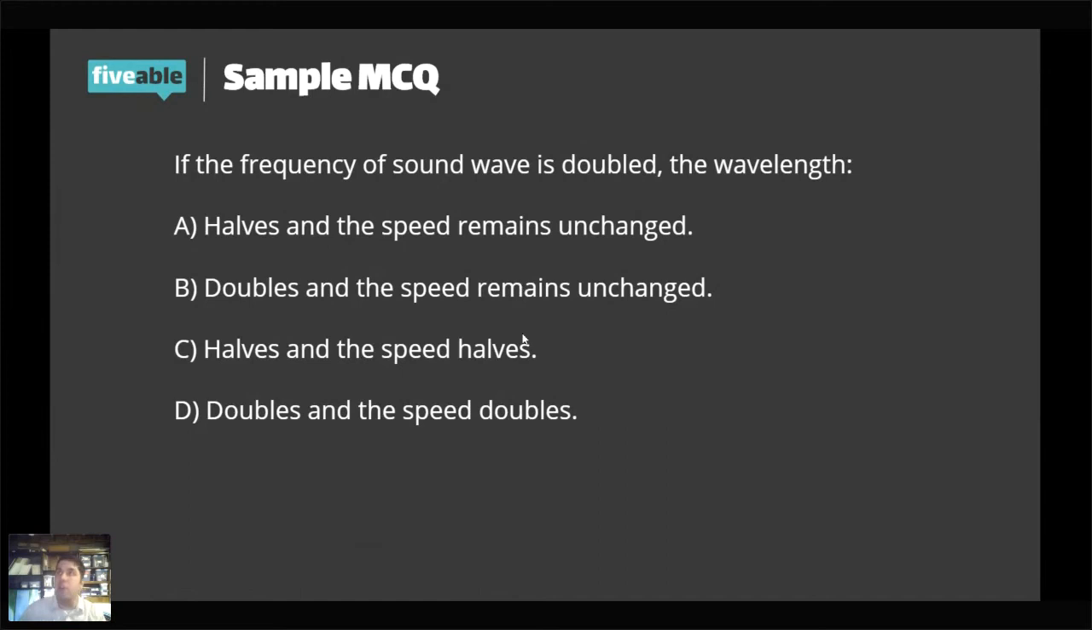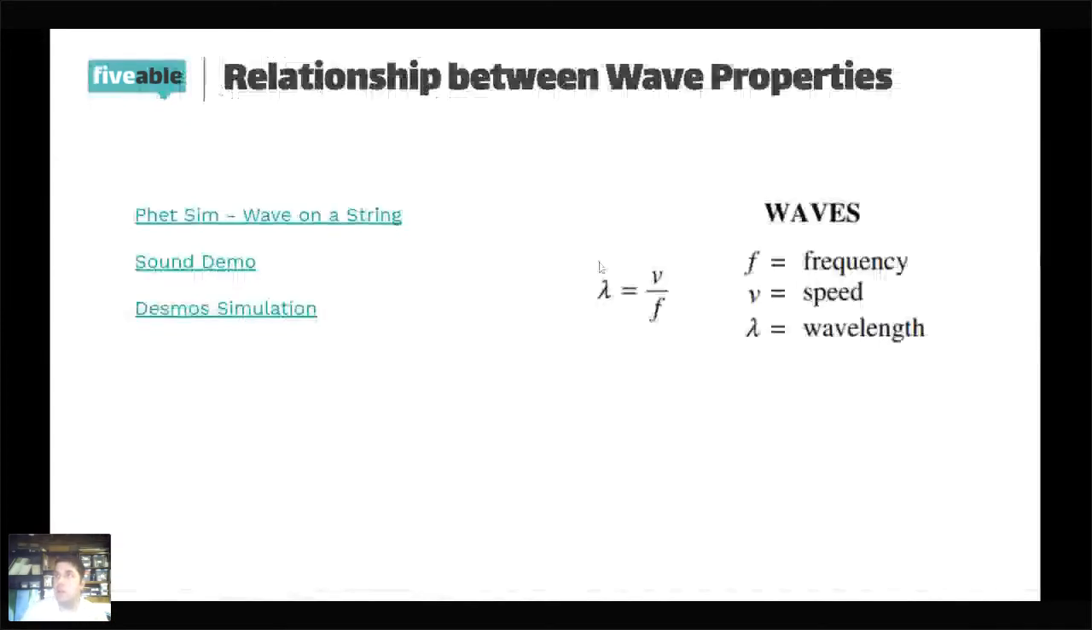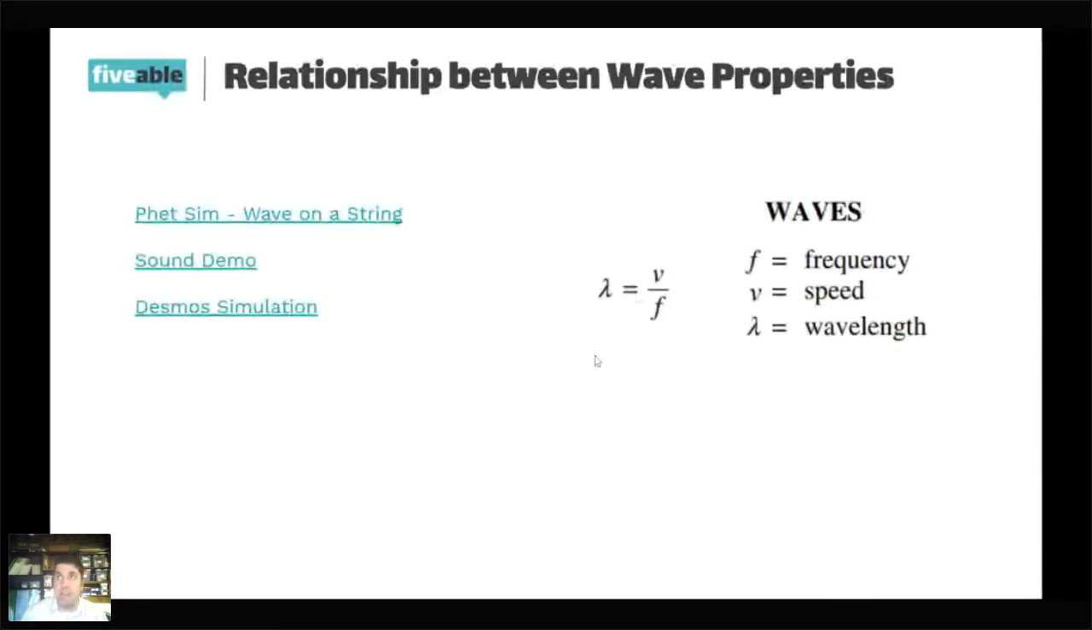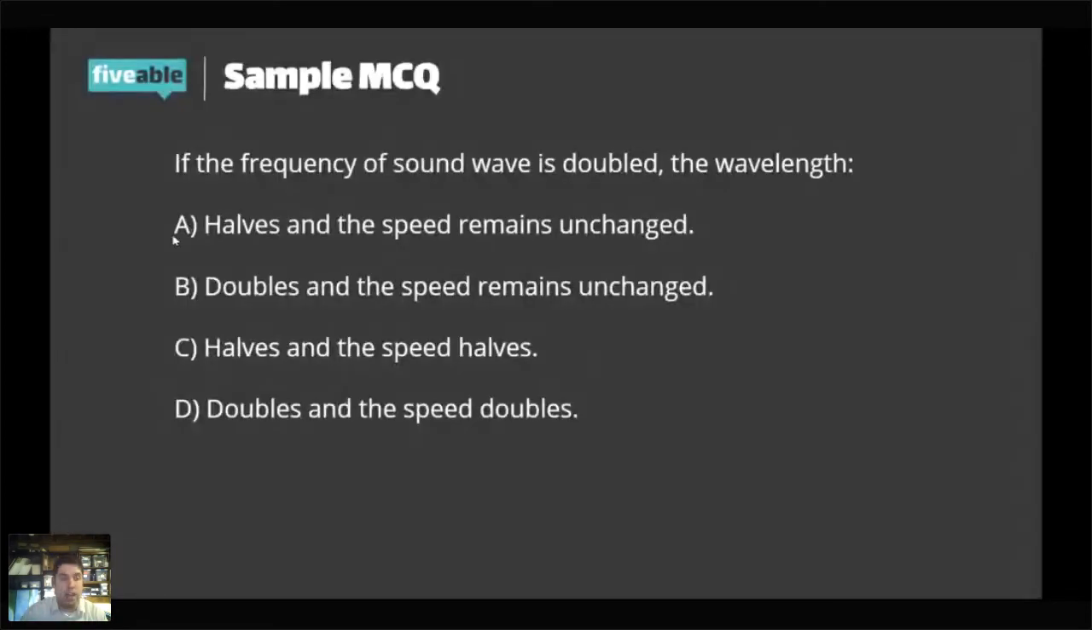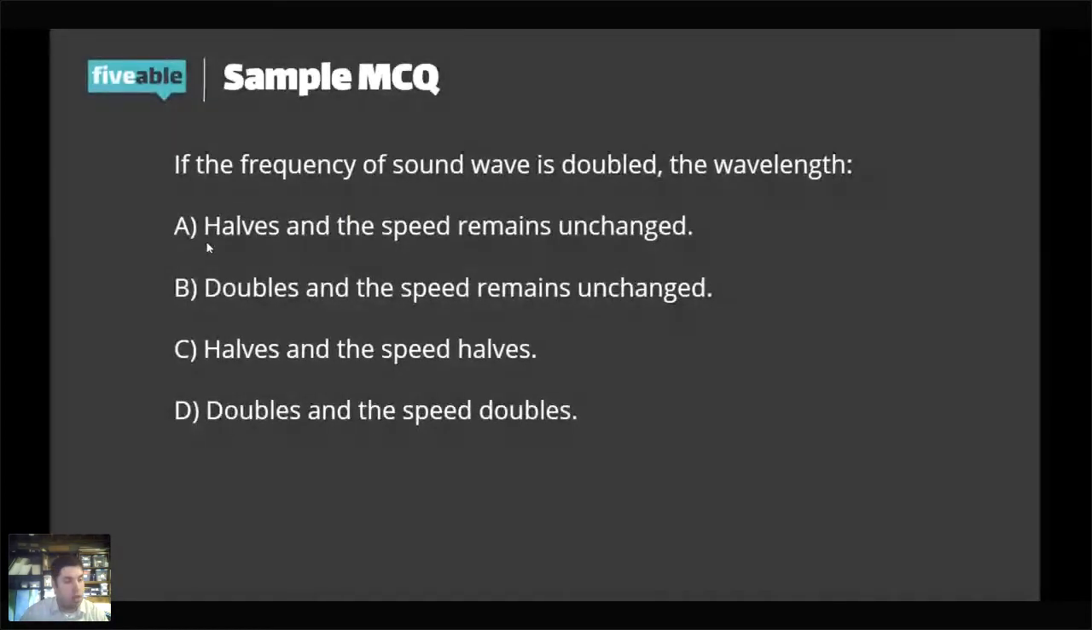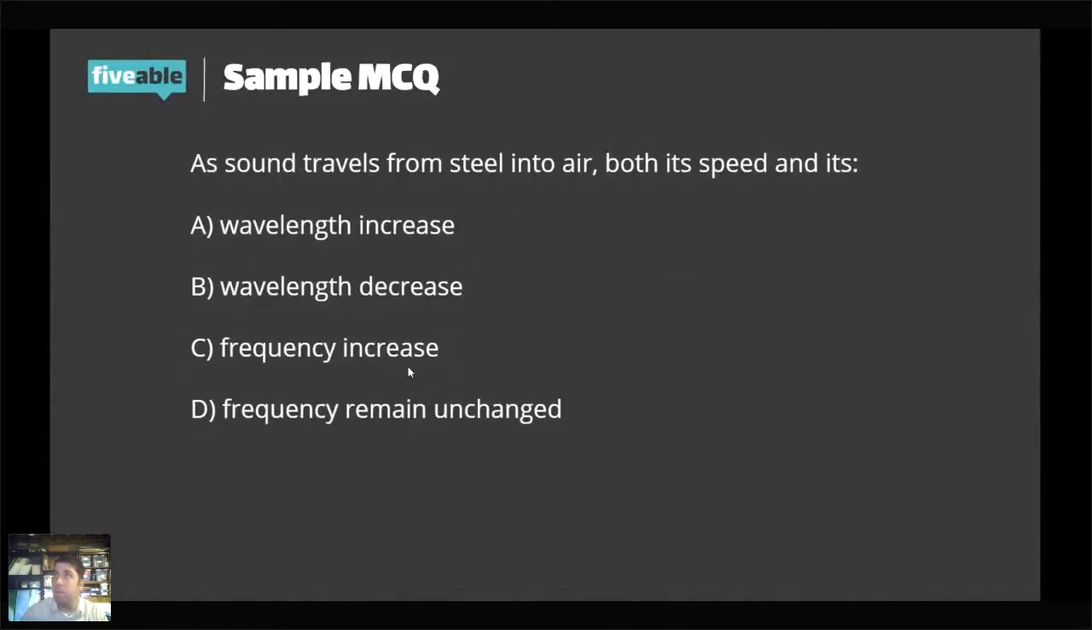Okay? And then we go back to our equation. v equals f lambda. If I make f twice as big and v stays the same, the wavelength becomes half as much. So choice A will be our right answer for that case.